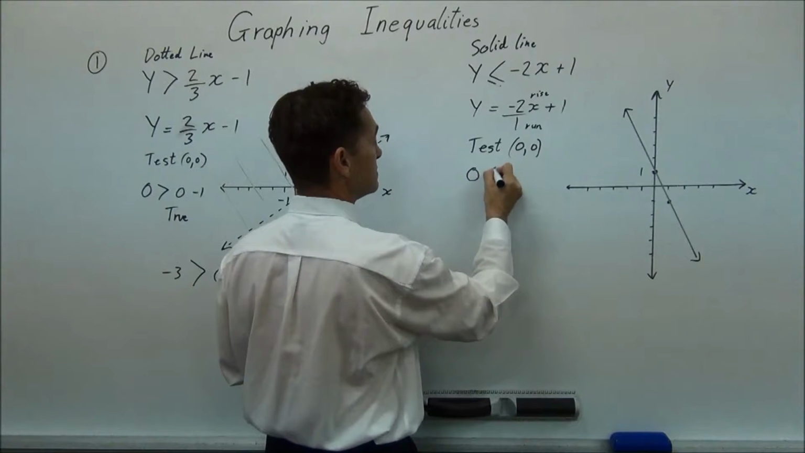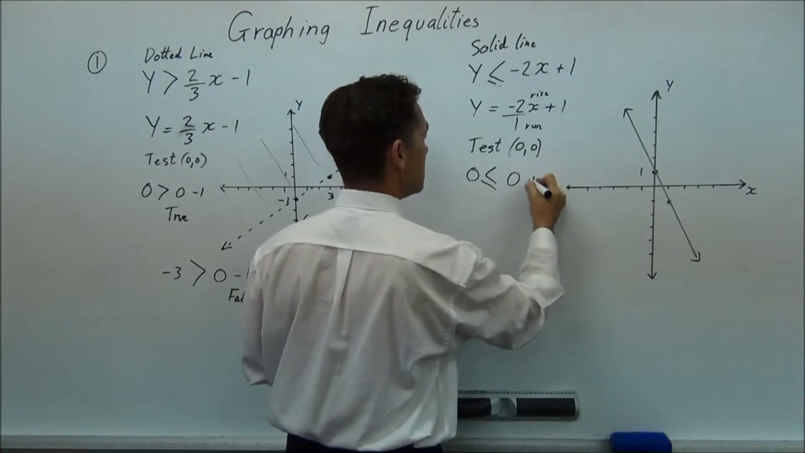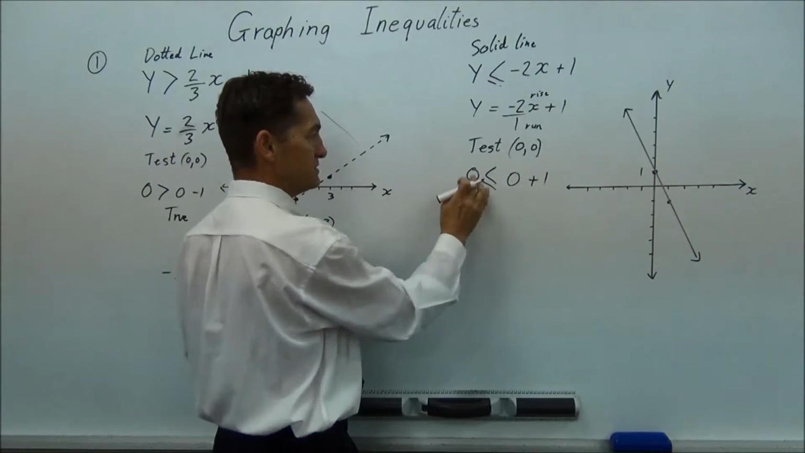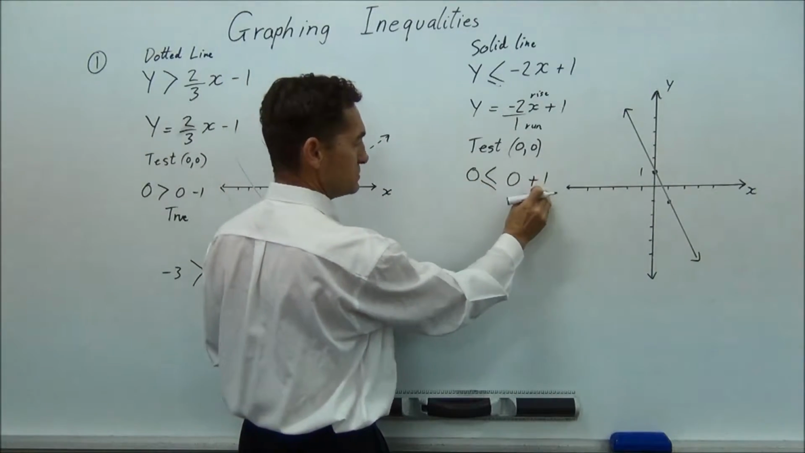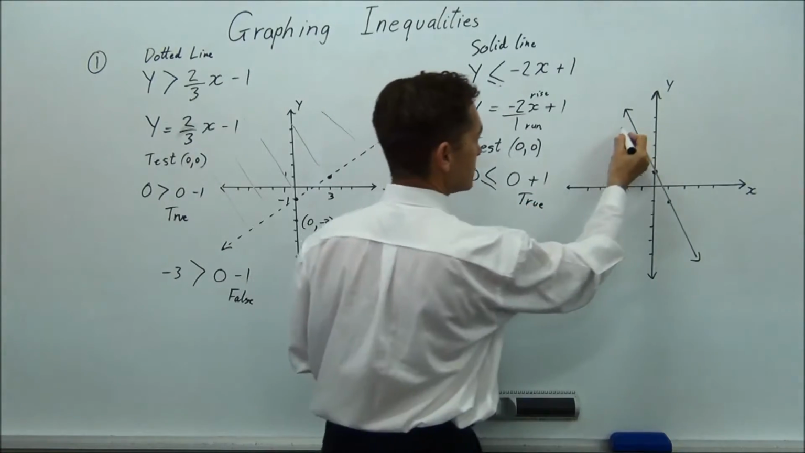So we're going to go 0 is less than or equal to, well, put in 0 there, it's nothing, plus 1. So is that true or false? Is 0 less than or equal to 1? Well, yes, it's true. So I'm going to shade in this region.